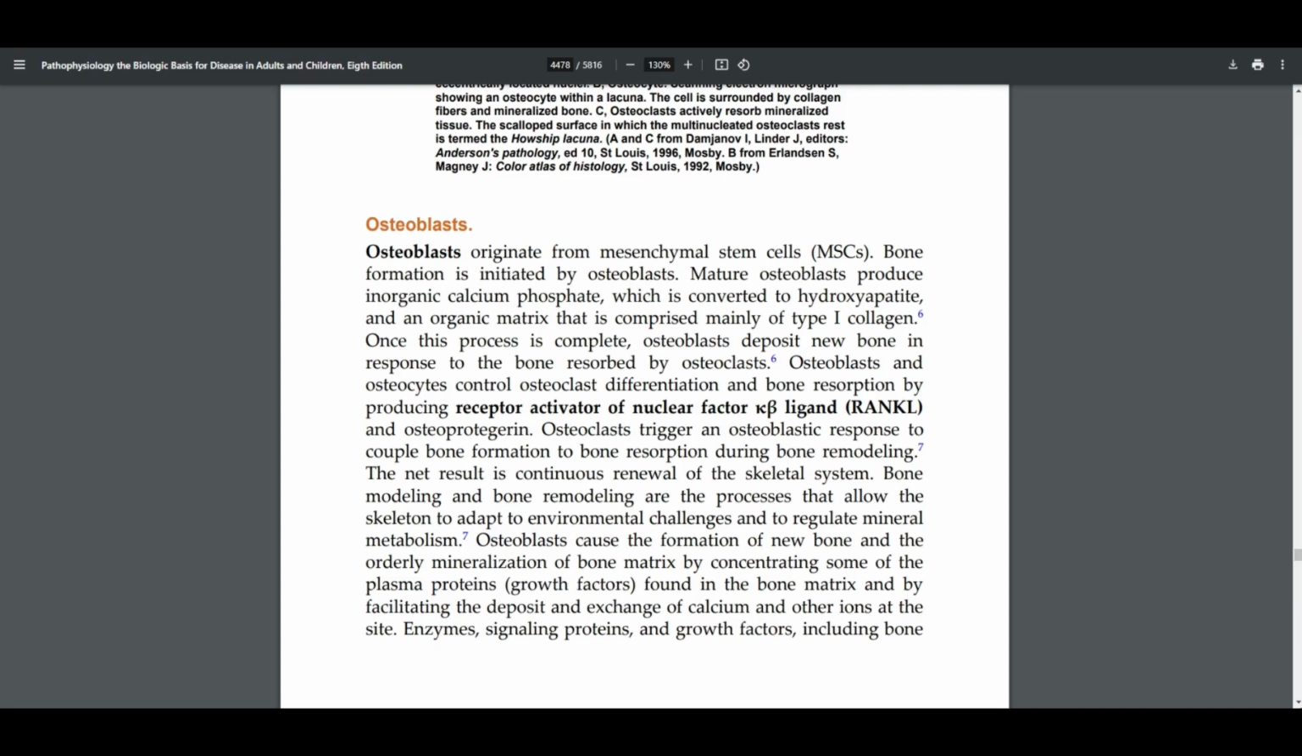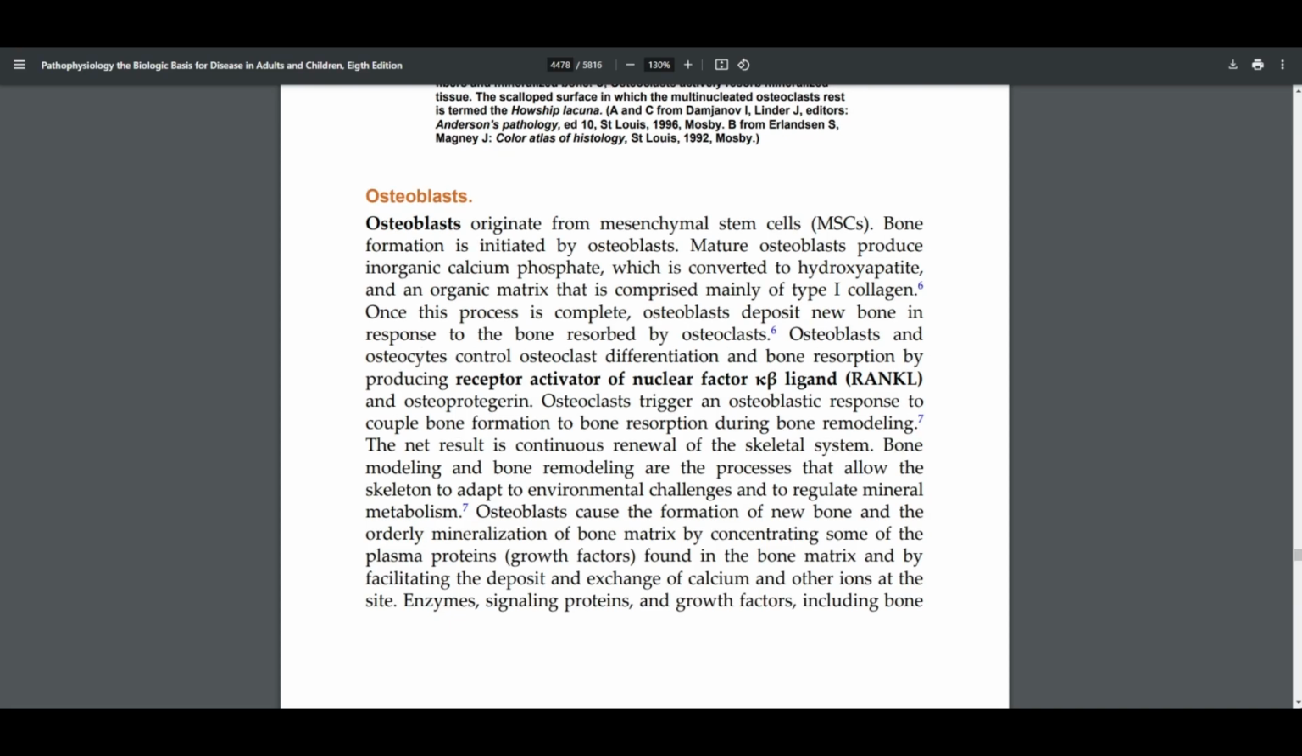Osteoclasts trigger an osteoblastic response to couple bone formation to bone resorption during bone remodeling. The net result is continuous renewal of the skeletal system. Bone modeling and bone remodeling are the processes that allow the skeleton to adapt to environmental challenges and to regulate mineral metabolism.